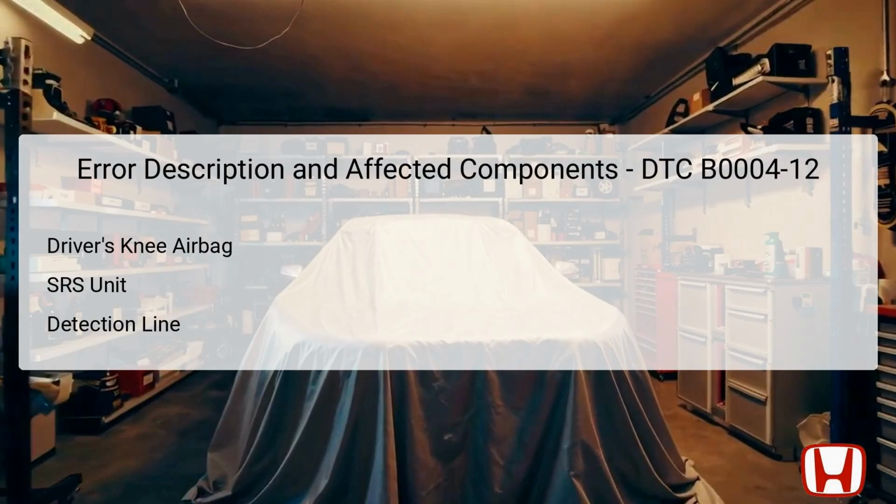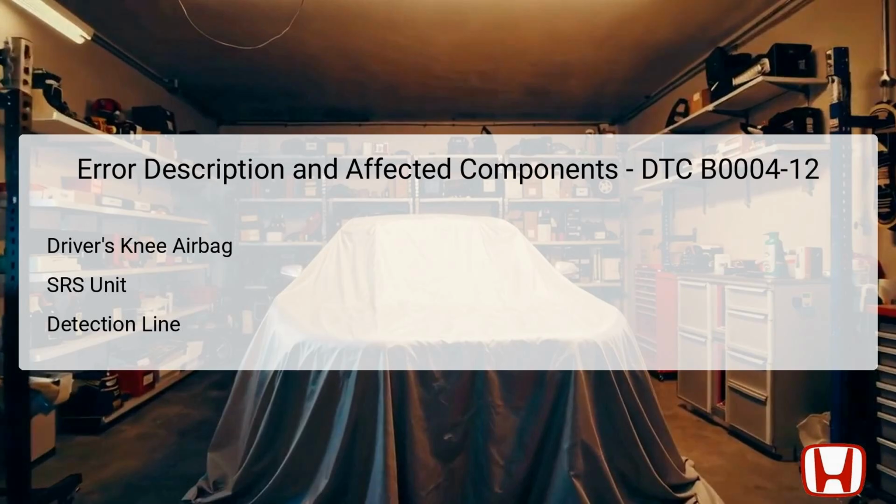The primary component affected by DTC B0004-12 is the driver's knee airbag. This airbag is located in the dashboard and is designed to deploy in the event of a crash, protecting the driver's legs from injury. The SRS unit, or Supplemental Restraint System unit, is the control module that monitors various airbag systems, including the knee airbag.